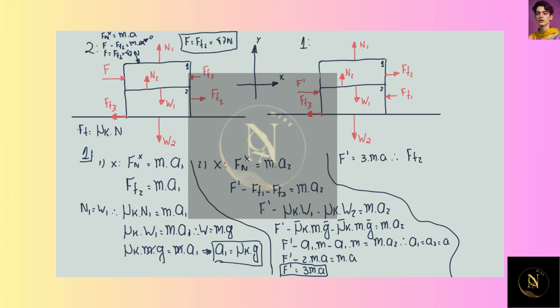Therefore, F2 is equal to m times a from this equation, but F2 is equal to 47 from this equation up here. Then F prime is 3 times 47, which is equal to 141 newtons. So this is the necessary force that one should apply on the lower block in order to make block number 1 start to slide on top of block number 2.